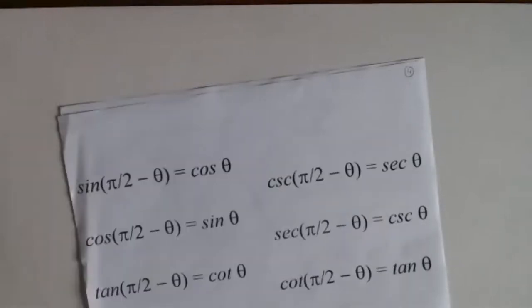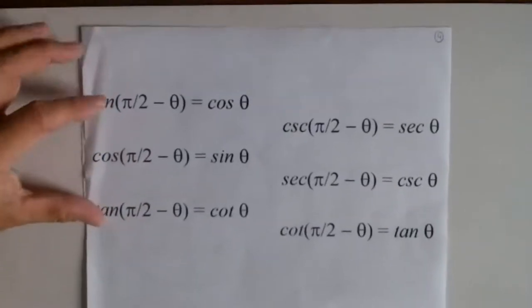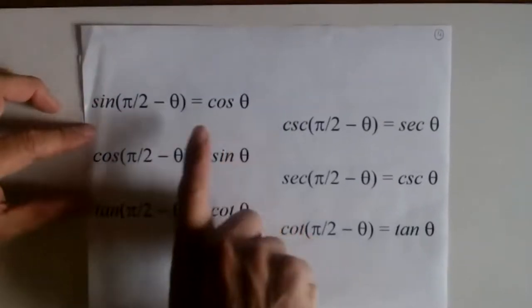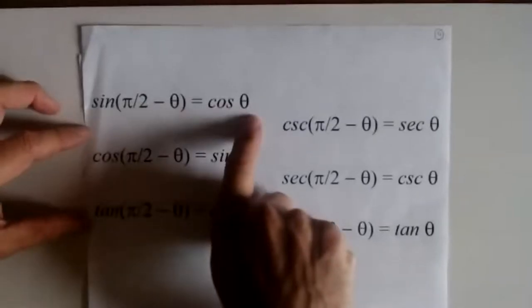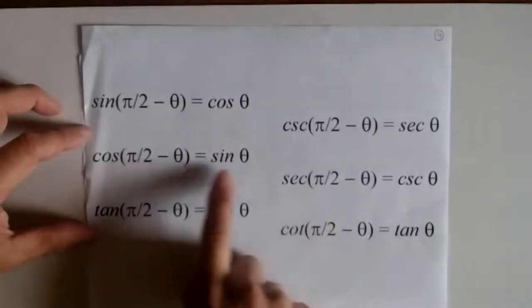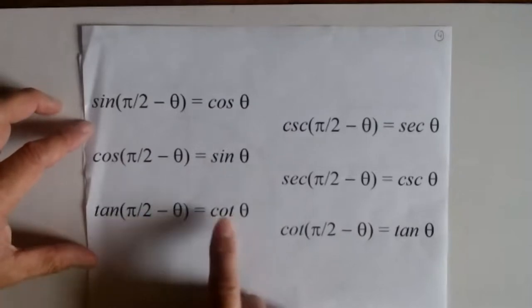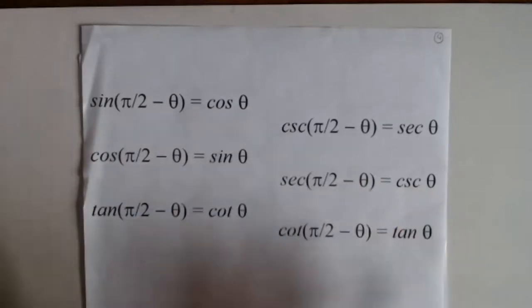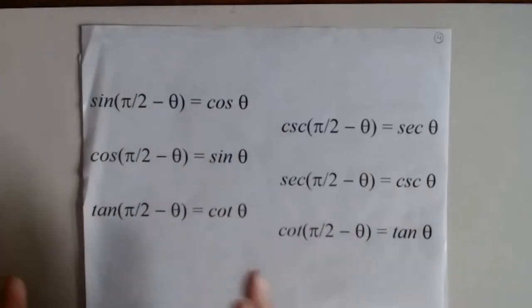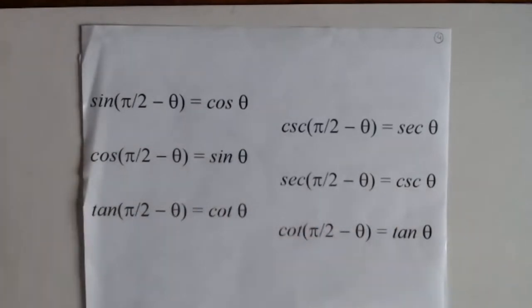Another identity we did last week is the shift. If you shift pi over 2 the sine, you get the cosine. If you shift pi over 2 the cosine, you get the sine. If you shift pi over 2 the tangent, you get the cotangent, and the same with the other functions. So these are periodic, so you can pretty much find one from the other just by shifting the function.